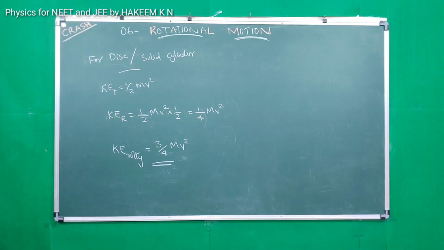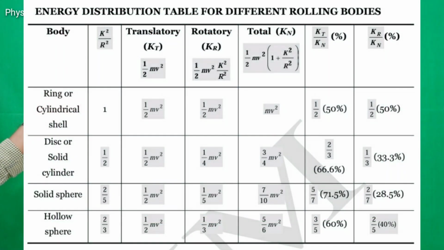Like that, we can say the conditions for a solid sphere and hollow sphere. All are given as a table on the board. You can see it. For a solid sphere, k square by r square is 2 by 5. Translational kinetic energy is the same for all, half mv square. For rotational kinetic energy of a solid sphere, it is 1 by 5 mv square. And the total is 7 by 10. So we can say 28.5% is rotational KE and 71.5% is translational KE.